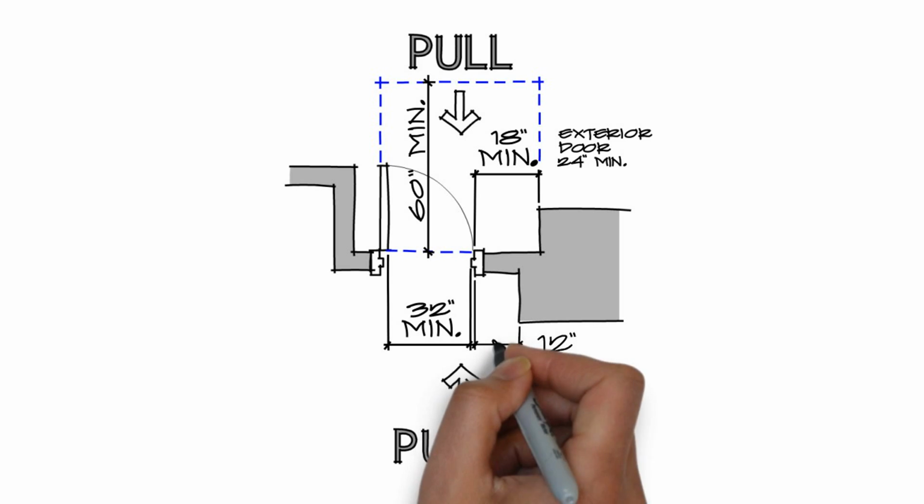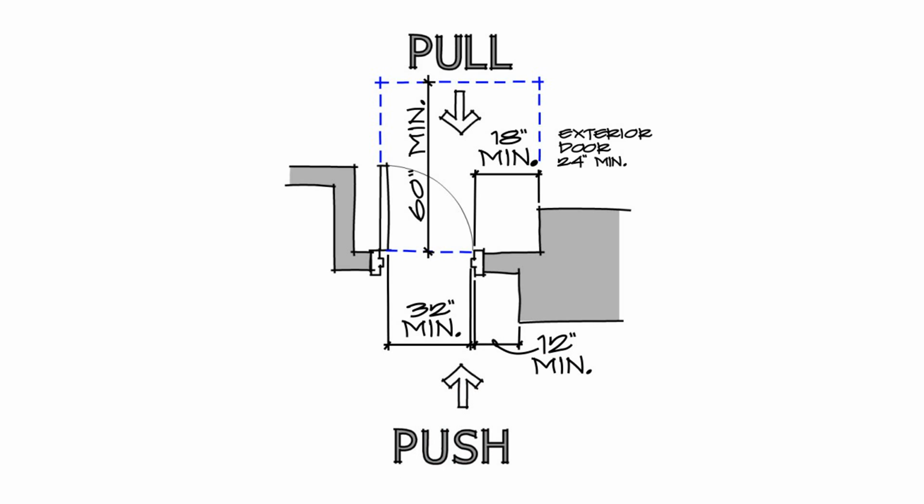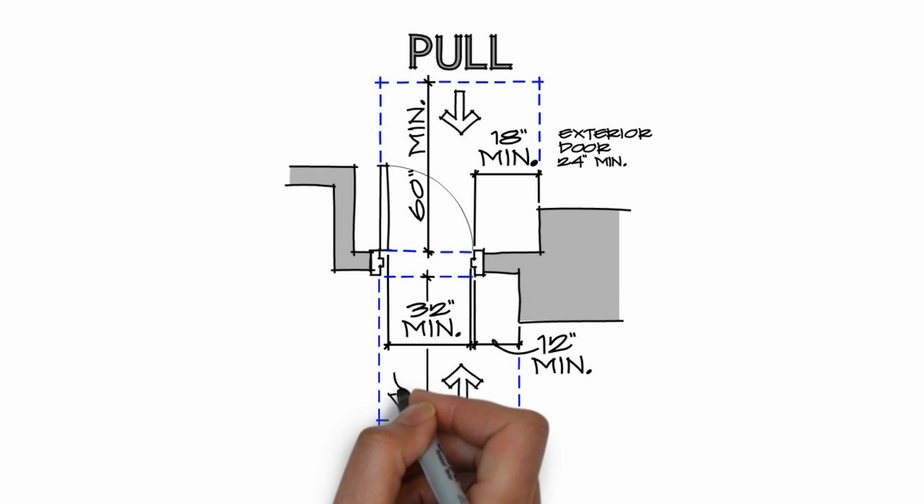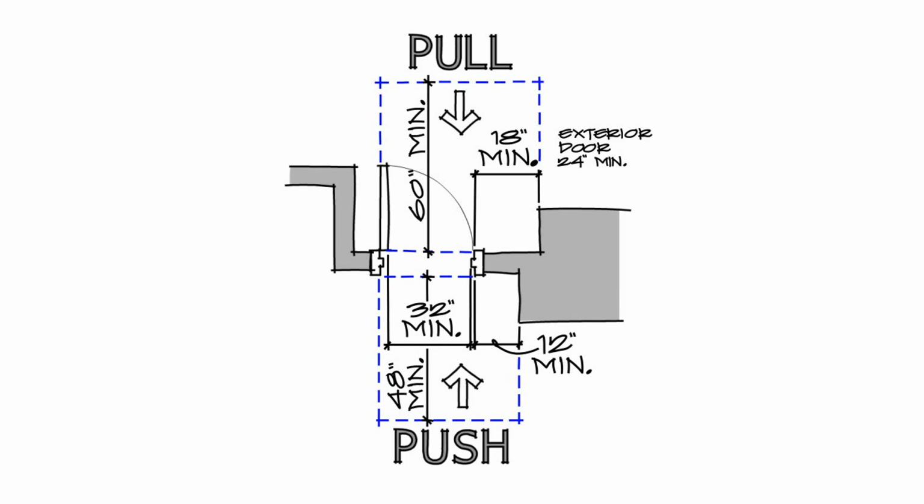Likewise on the push side. Between the latch side and any obstruction, there has to be 12 inches minimum. And in front of the door, you must have 48 inches minimum. Likewise here, you can see that an area in the shape of a square needs to remain clear of obstructions.